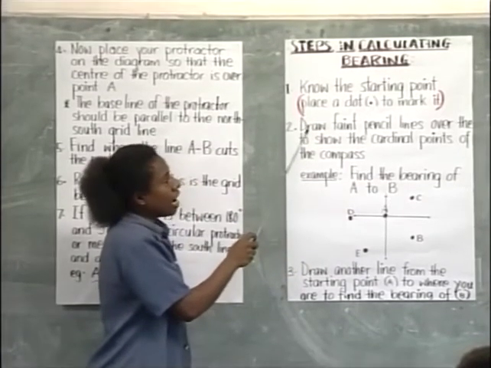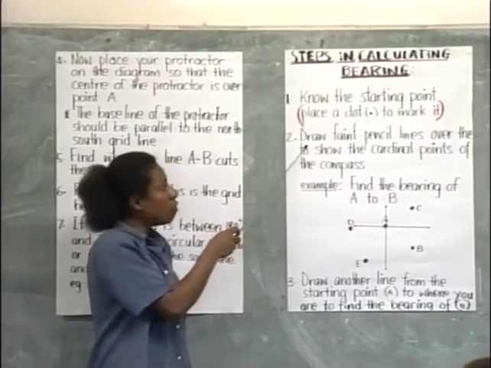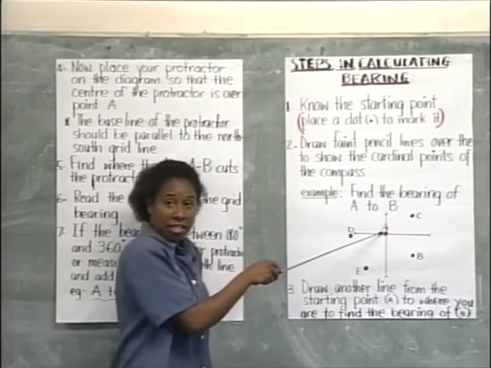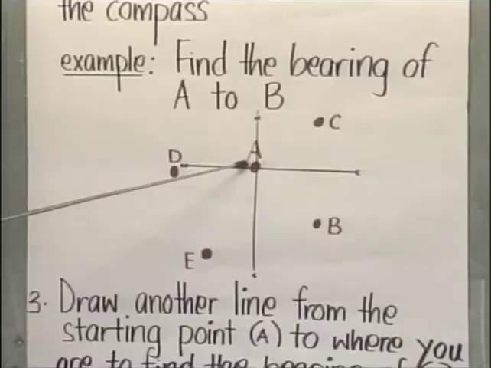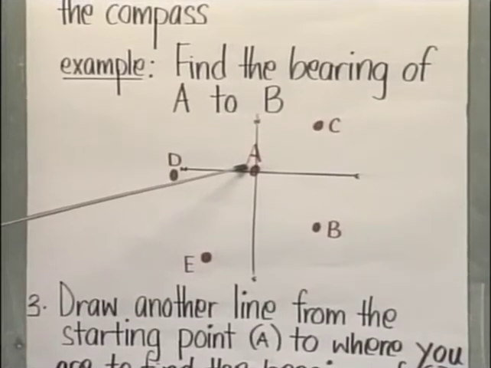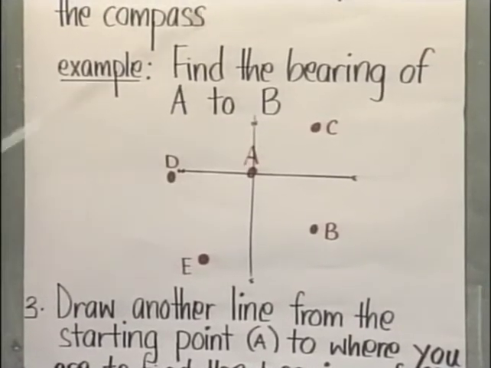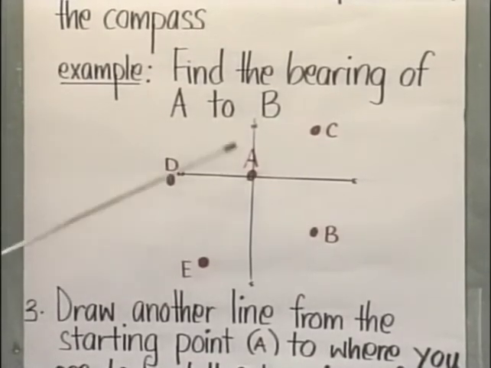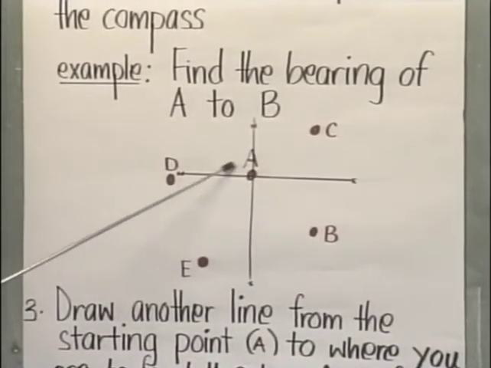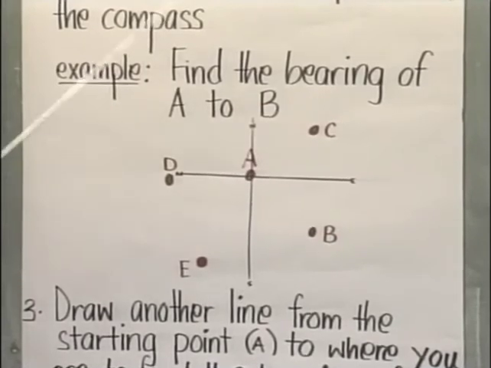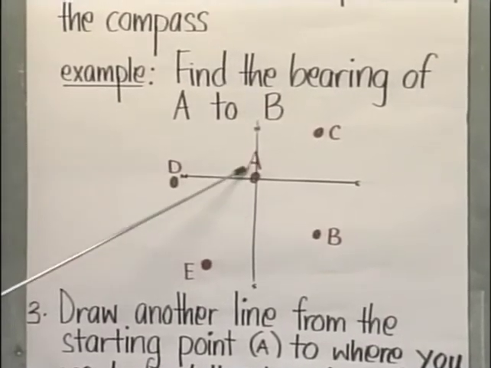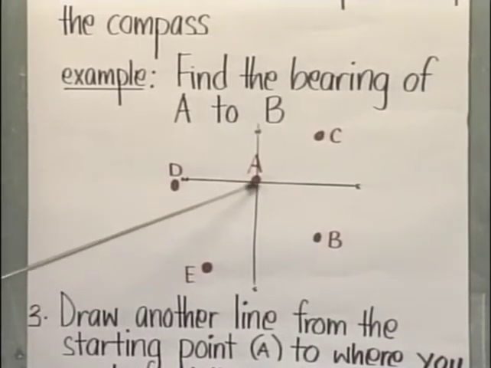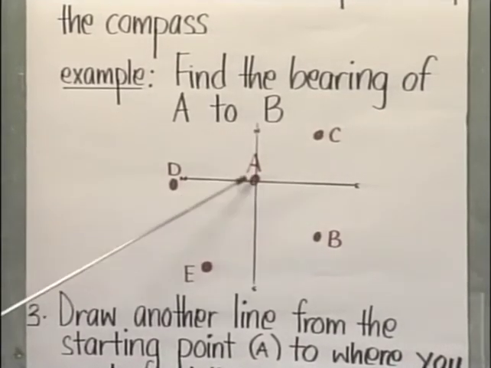Step number 2, once we know the starting point, and for the example given here, it is A to B, then you draw a faint pencil line over the starting point and put in the 4 cardinal points of the compass. The cardinal points of the compass are the north, south, west, and east. But you put that over the starting point. So I said I wanted to find the bearing of A to B. A is my starting point. I have a dot there to indicate A. I have put in the 4 cardinal points over A.